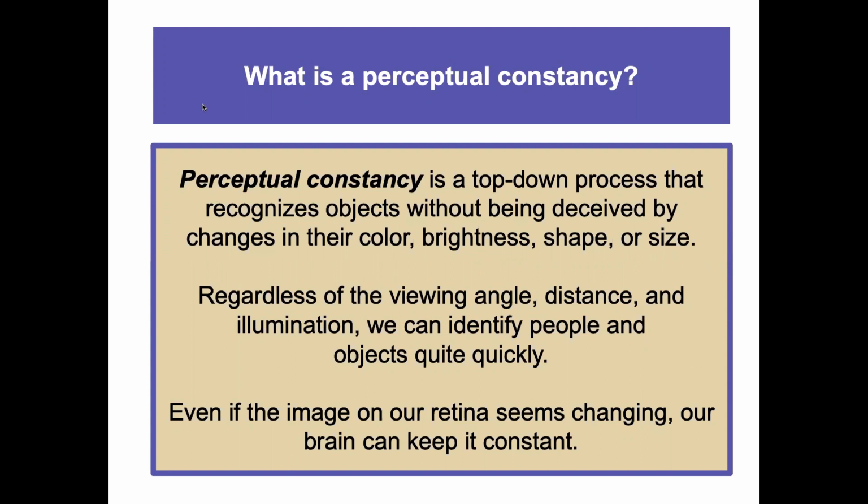So what is perceptual constancy? Think about top-down processing versus bottom-up processing we talked about in a previous module. Perceptual constancy is a top-down process that recognizes objects without being deceived by changes in their color, brightness, shape, or size. Regardless of the angle of viewing, the distance, or the illumination, we can identify people and objects quite quickly. It's rather amazing. Even if the image on our retina seems to change, our brain can keep it constant.